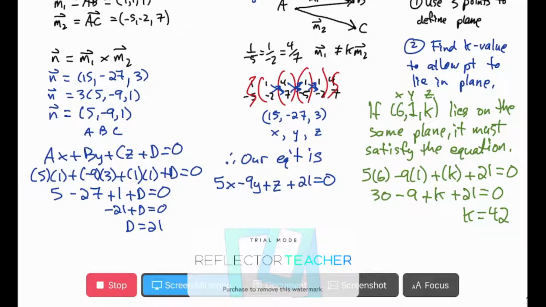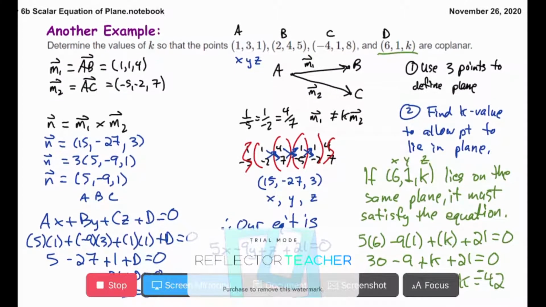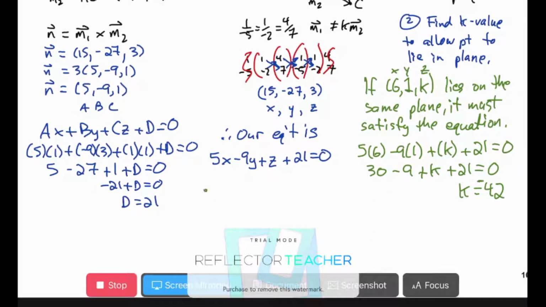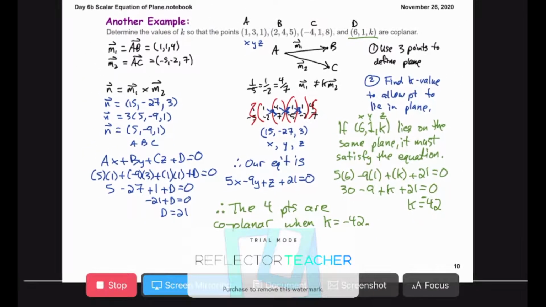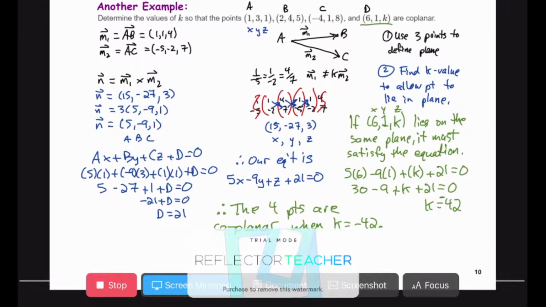So therefore, negative 42. Got to be careful. I should be showing my work, so this is what happens when you skip steps. Finally, the question said, determine the values for k so that the points are coplanar. Therefore, the 4 points are coplanar when k is equal to negative 42. And that is the end of our note on dealing with the scalar equation of planes and our final section here on dealing with coplanar situations.